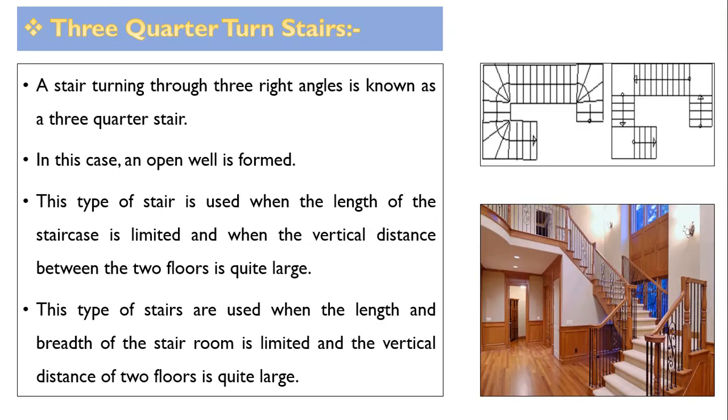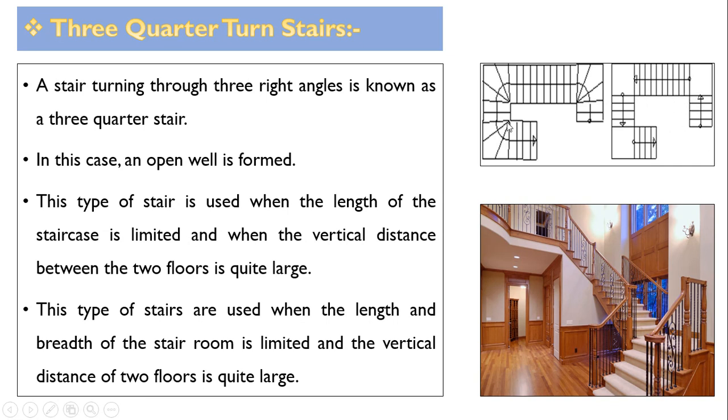Now 3/4 turn stairs. 1/4 turn is equal to 90 degrees. So 3/4 turns means three 90-degree turns are there. If you observe here, this is the first 90 degree, then the second 90 degree, and this is the third 90 degree. Three 90-degree turns are there, and that's what is called a 3/4 turn stair. In this case, an open well is formed. In this case also, obviously, this type of open well will get formed.